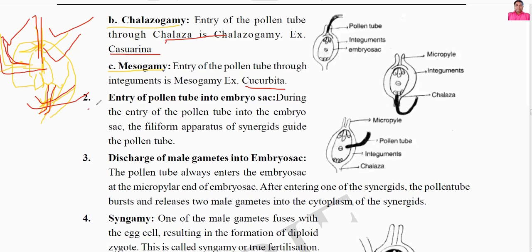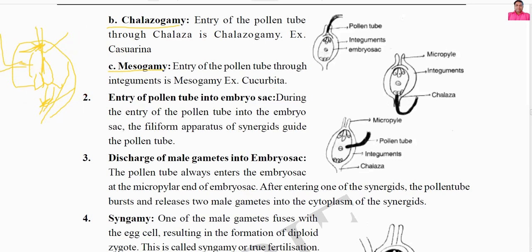Next, the second step. The first step we have completed. Now the second step: entry of pollen tube into the embryo sac.